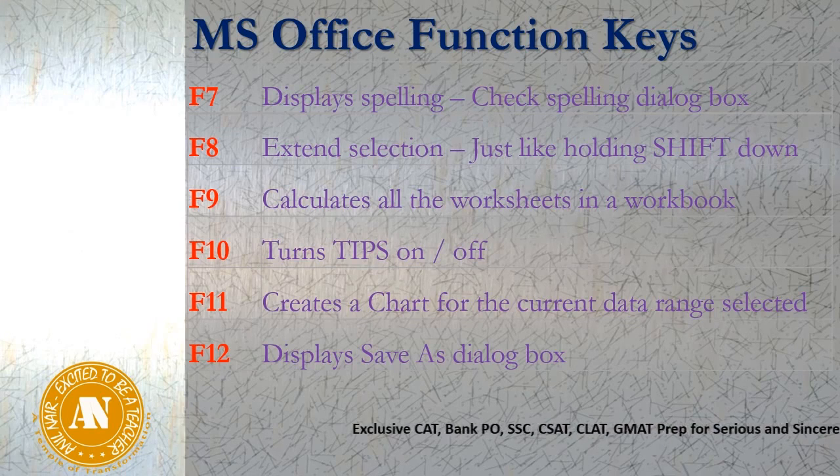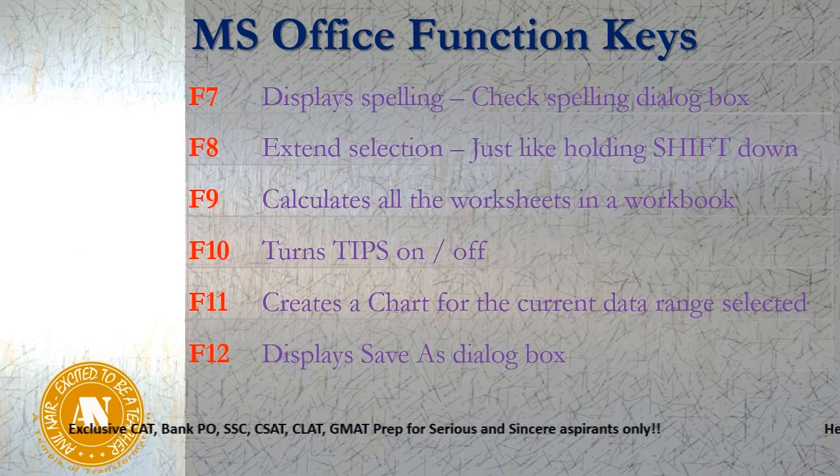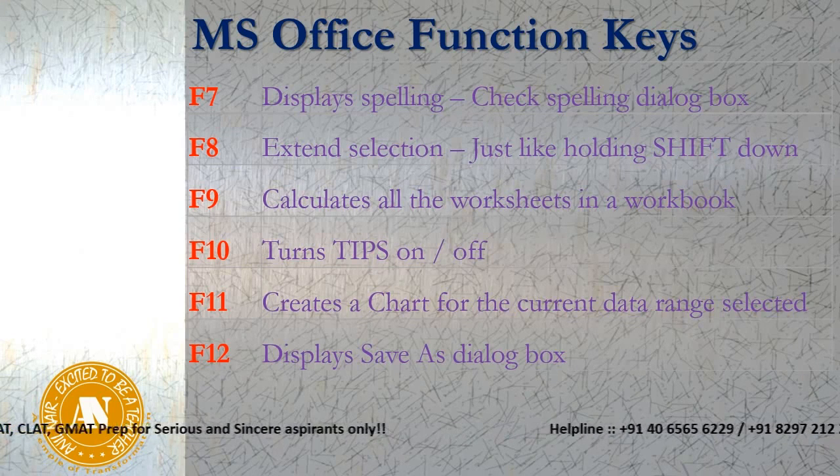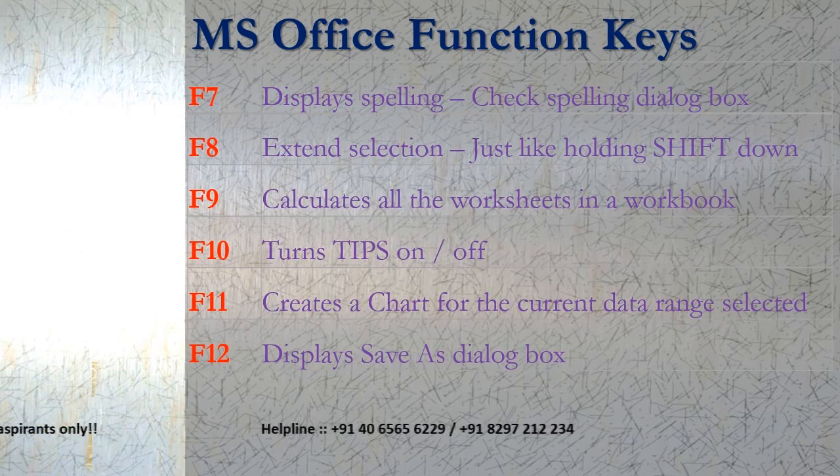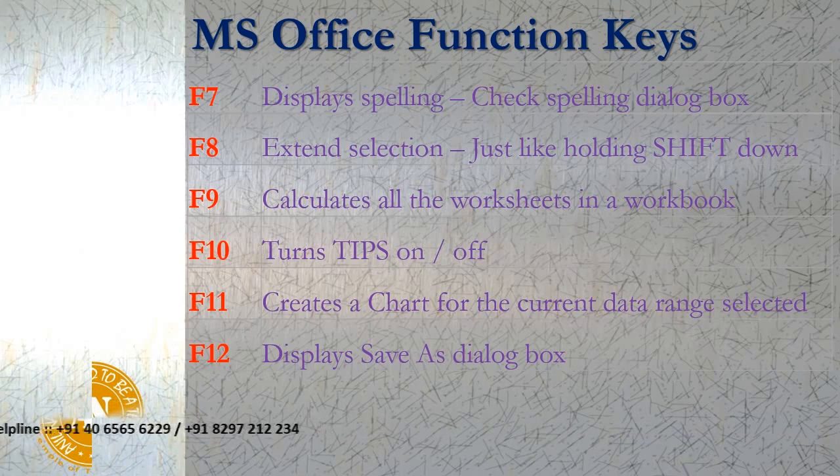F12 is the save as dialog box. What is save as? When you say save, it will save the document or the sheet that you are working on under the same name in the same location. But if you want to save the content in a different format, for example in MS Word, if you just say save, it will save the Word file in the latest version or in the version that you are working on.